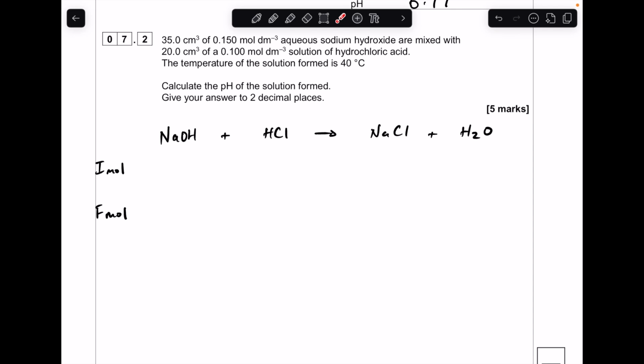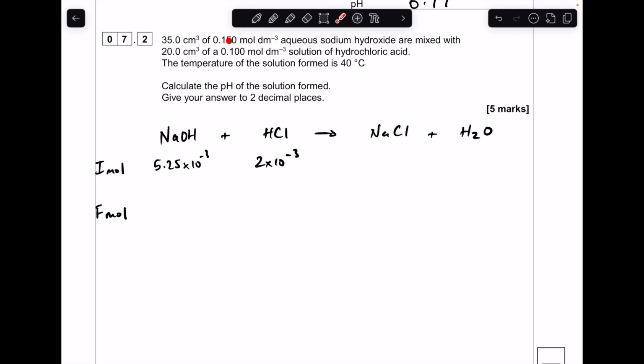So moving on to part 2, we've got some information about sodium hydroxide and hydrochloric acid. So we've got volume and concentration for both. So we're going to work out the initial moles of each of those, and then we're going to work out the final moles. So initial moles are coming out at 5.25 times 10 to the minus 3 for the sodium hydroxide, and 2 times 10 to the minus 3 for the HCl.